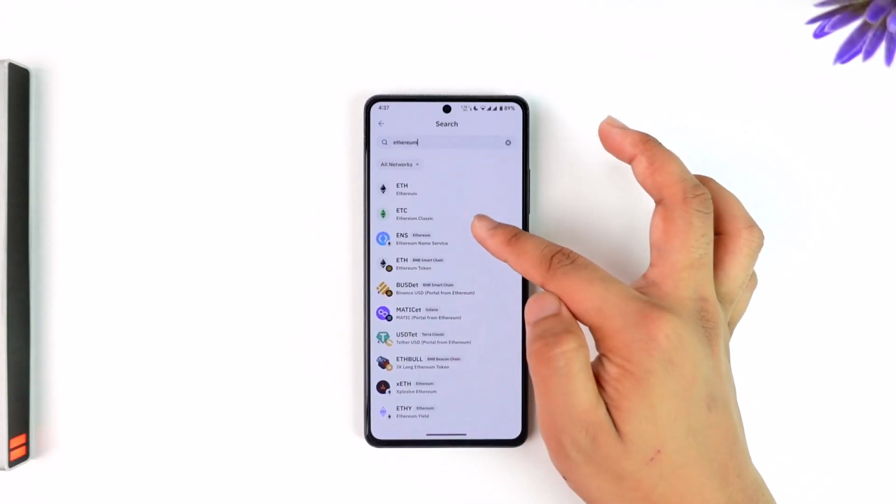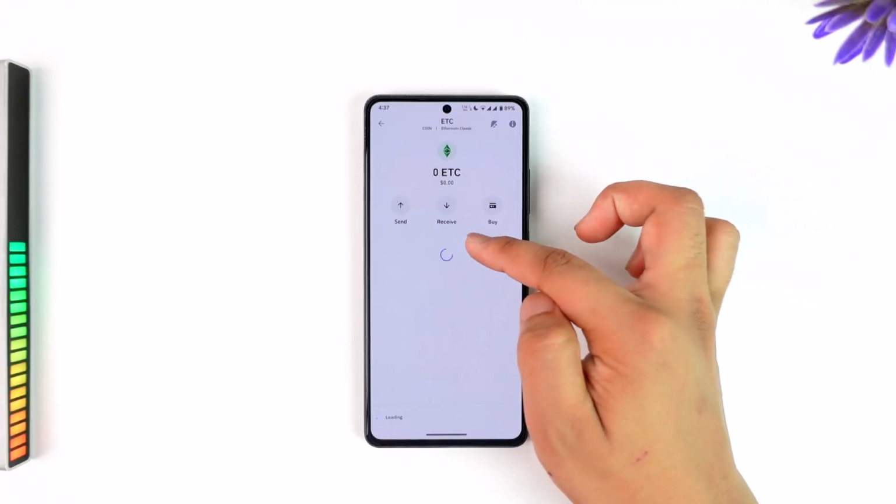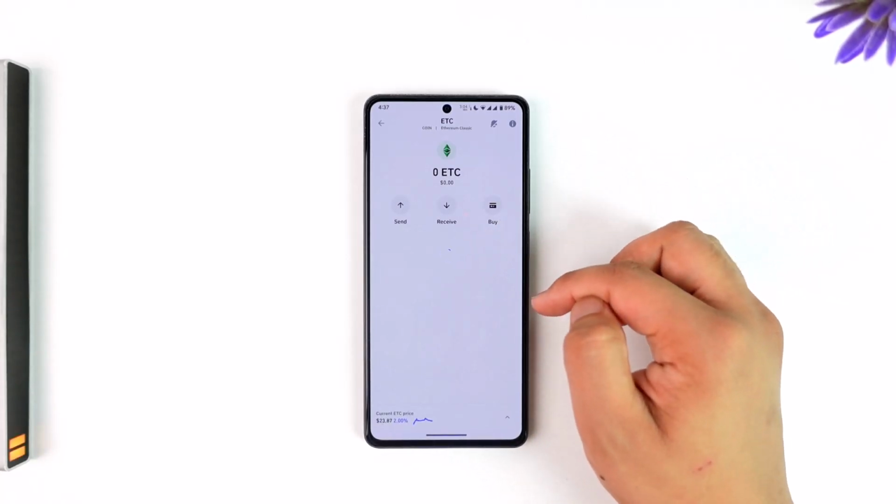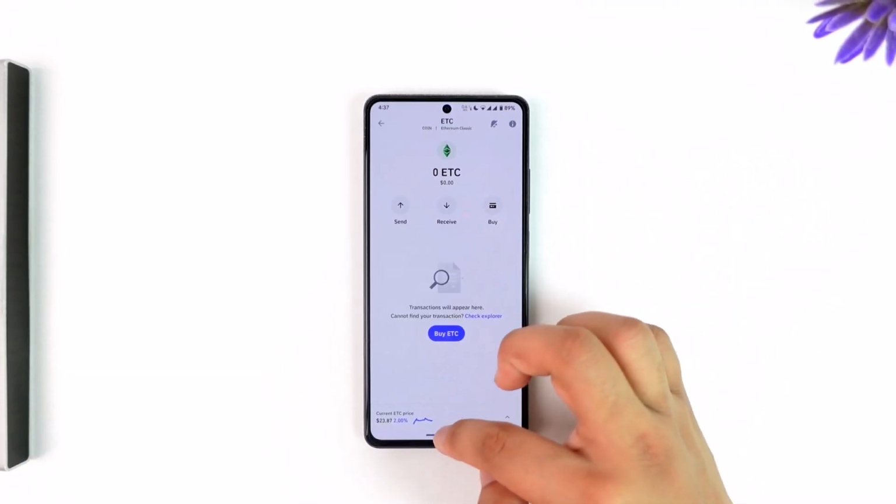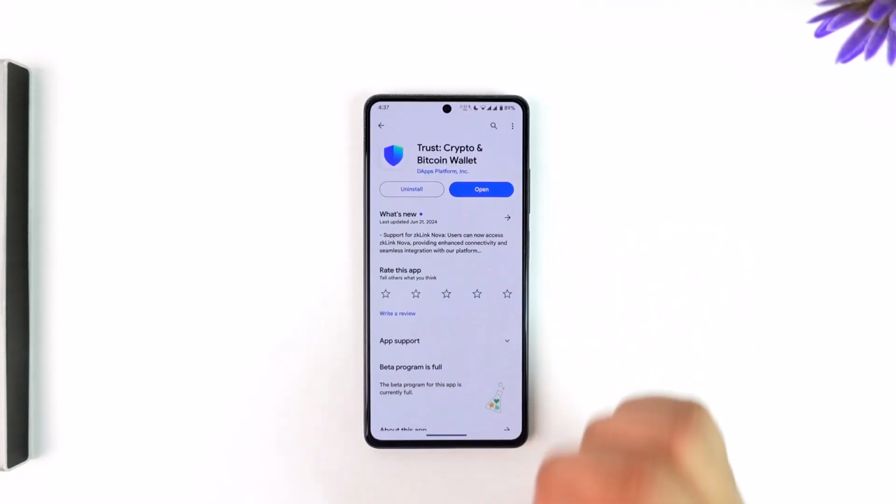Depending upon which one you want to purchase, you can simply select that, tap on the buy option, select the amount, and then enter your payment and buy it. So this way you'll be able to buy Ethereum based coins on Trust Wallet.